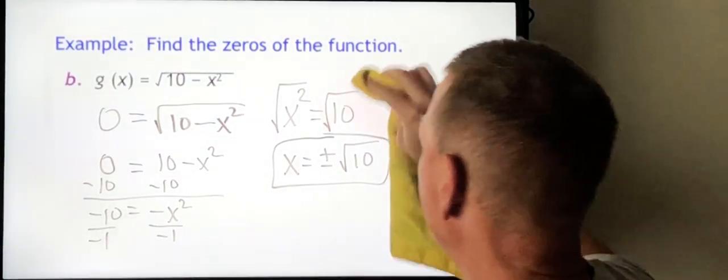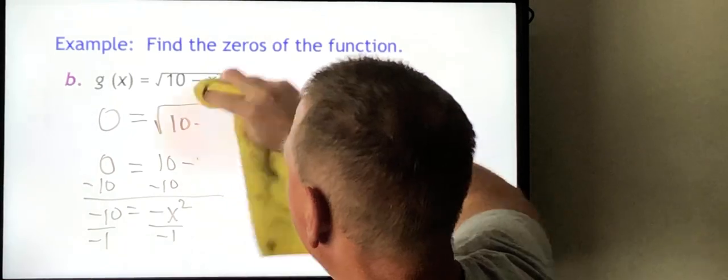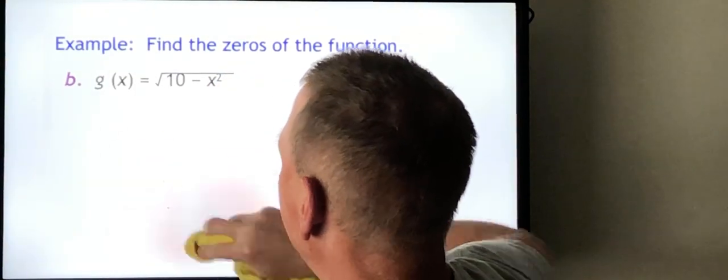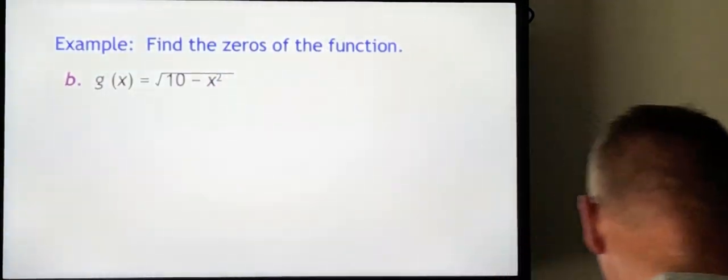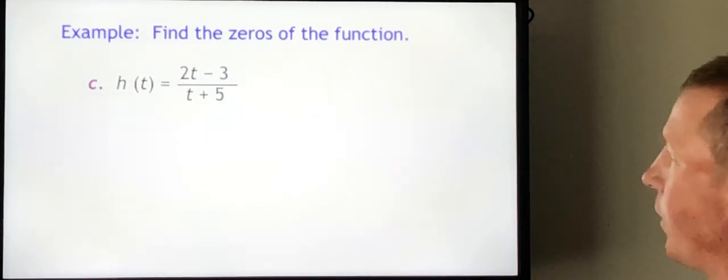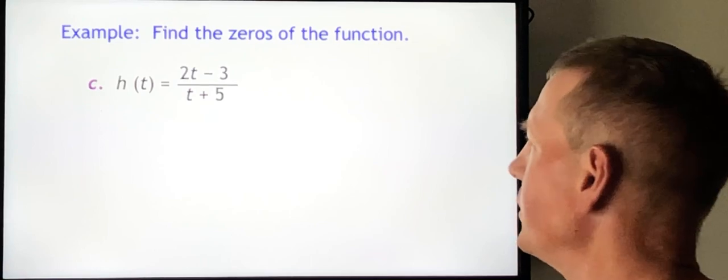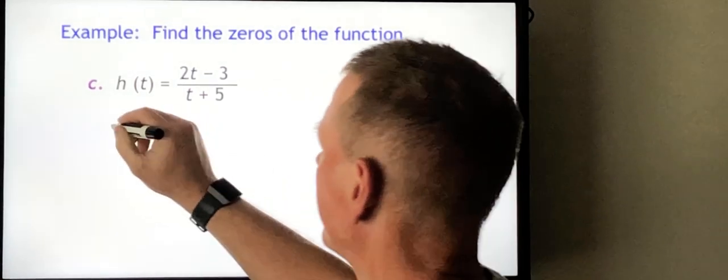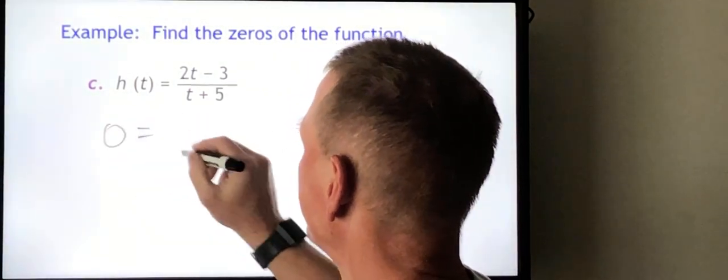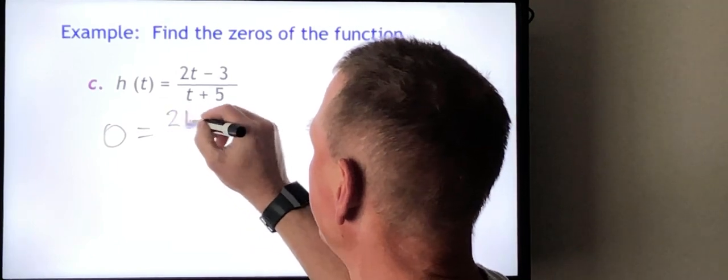Okay. I do want to take you through one more. So again, another opportunity for you to pause the video, see if you can work through another problem where we're finding the zeros algebraically. I'm trying to give you just a few examples here that look a little bit different. Again, I'm going to put 0 in for h of t.